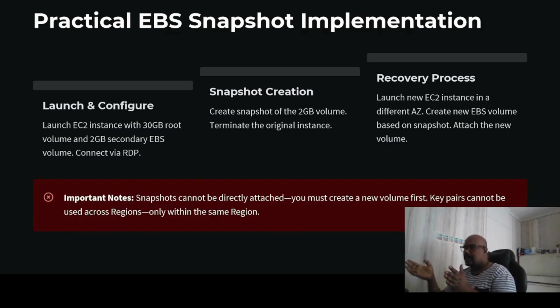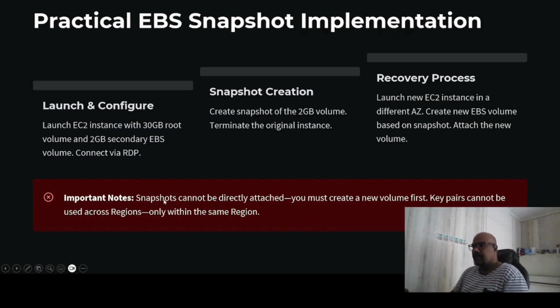Then I'll go to availability zone 2 and launch a new instance, because we cannot simply do recovery from a snapshot directly. For the recovery process, the volume first needs to be attached to the EC2 instance. Before attaching, the snapshot should be created as a volume. After creating the volume, it can be attached. Then we can get the data. I'll show the demonstration. Snapshots cannot be directly attached. You must create a new volume first.